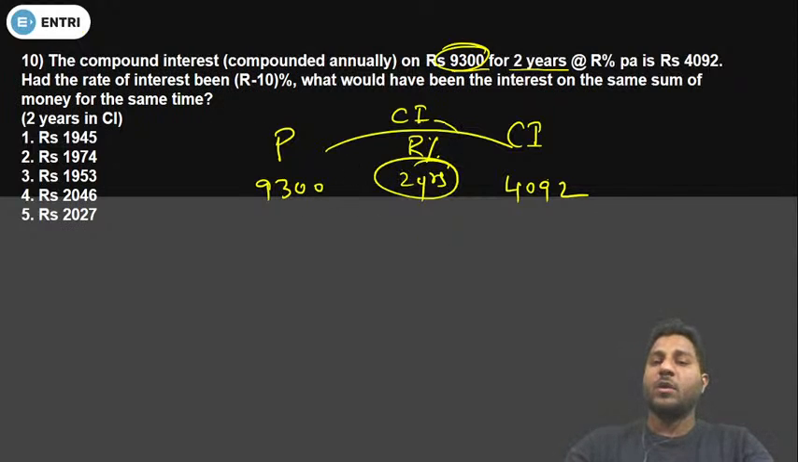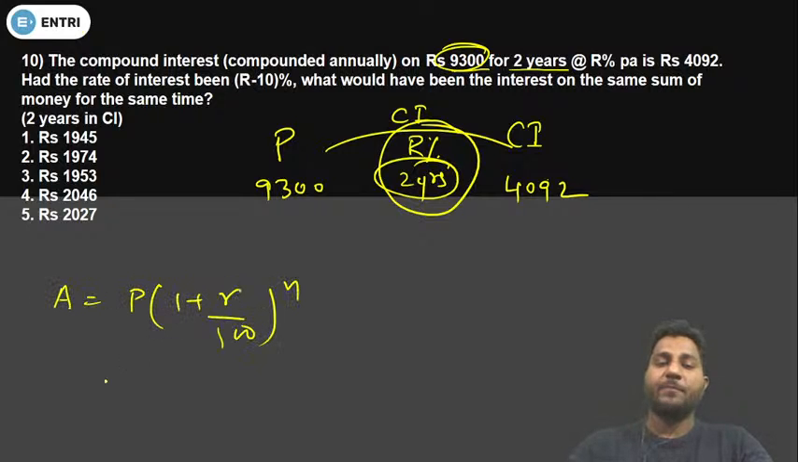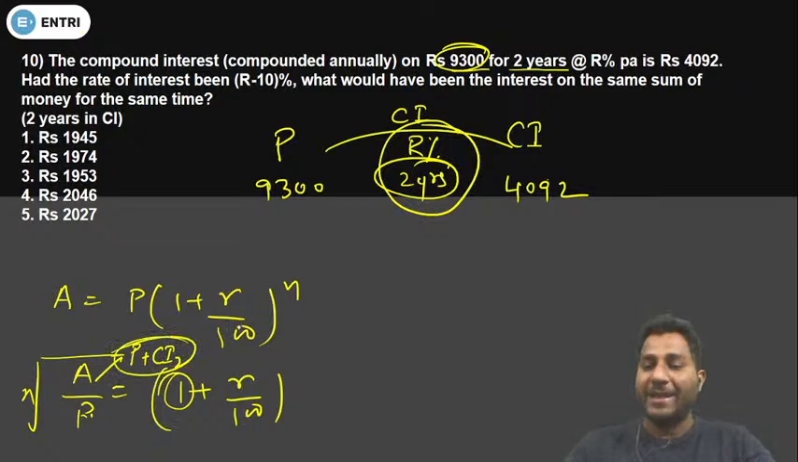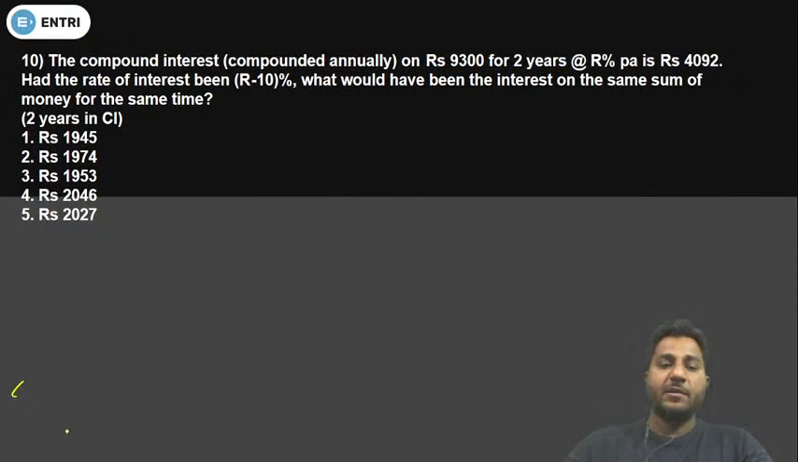First of all, you know that the amount equals principal times (1 plus r by 100) to the power n. That means the ratio of amount to principal will be equal to (1 plus r by 100) to the power n. That means this 1 will be added in P. So the amount was equal to P plus CI after 2 years or n years. Okay, now let me take the ratio.